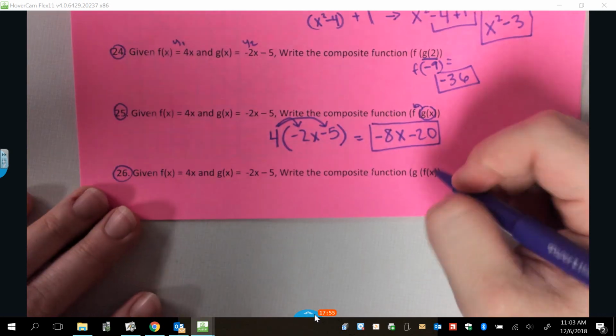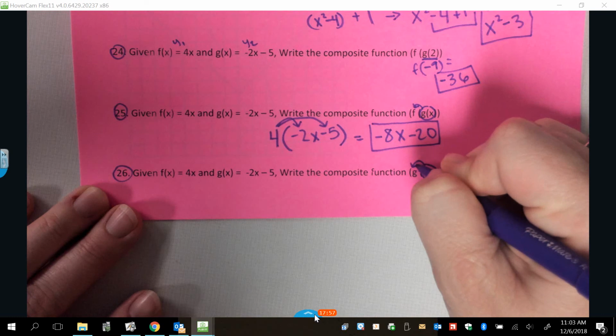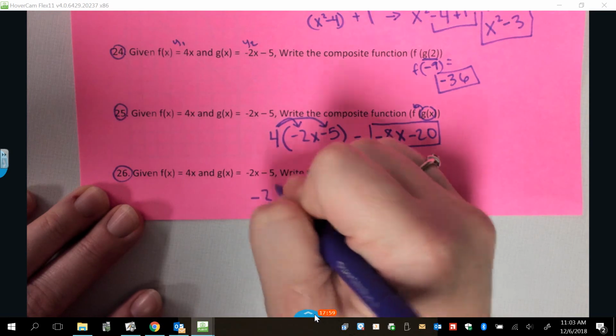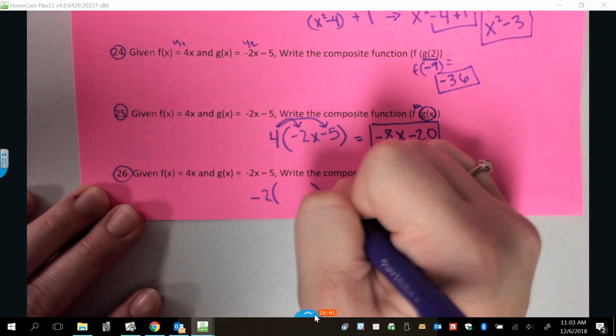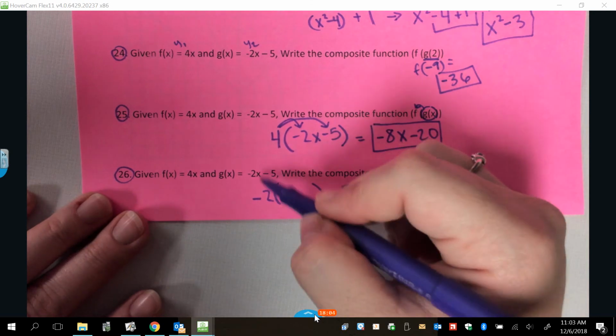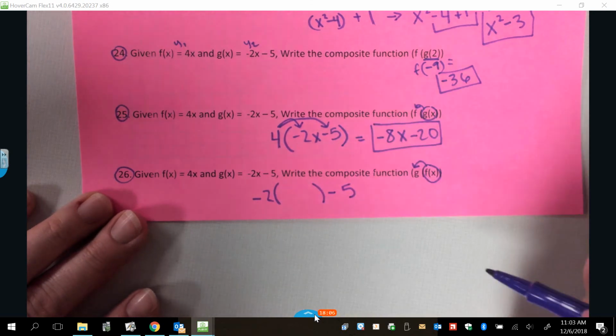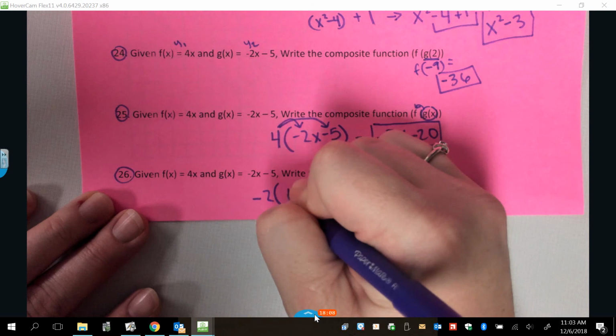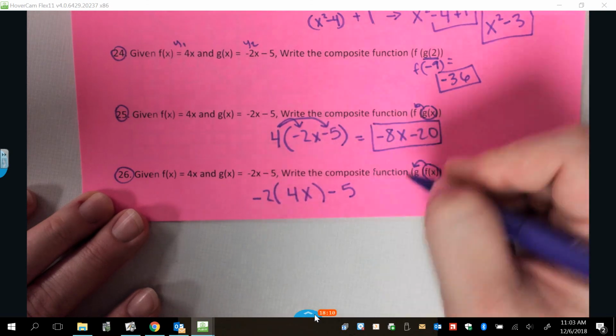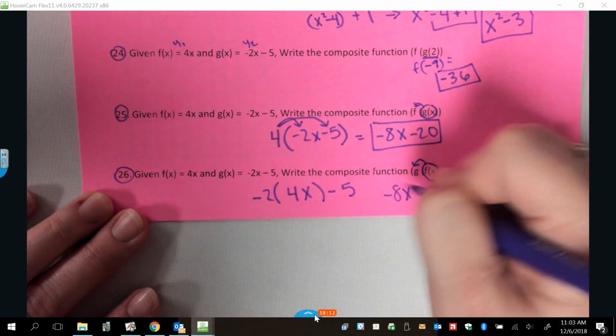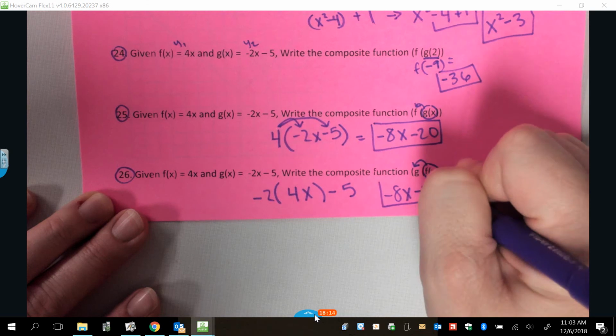Okay, now I'm doing the opposite. I'm doing f of x inside of g of x. So negative 2 parentheses minus 5. So see how I wrote the exact same thing, just instead of x I put parentheses. And I'm going to plug in f of x, so 4x. So negative 2 times 4x is negative 8x. Bring over my minus 5. Can't combine anything, so there's my answer.